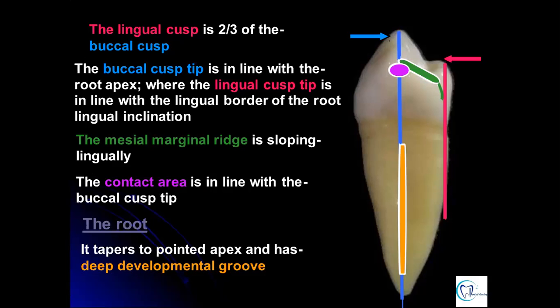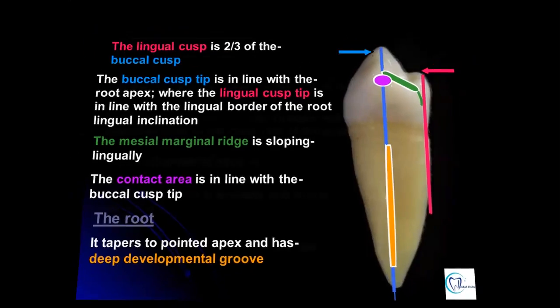So can you appreciate the markings? The pink lining is for the lingual cusp tip, which is in line with the lingual border of the root, whereas the buccal cusp tip is marked with a blue line, which is in line with the root apex. When you see the mesial marginal ridge, it is sloping lingually, and the contact area is in line with the buccal cusp tip. When you see the root from the mesial view, there is a deep developmental groove which can be appreciated in the mandibular first premolar.